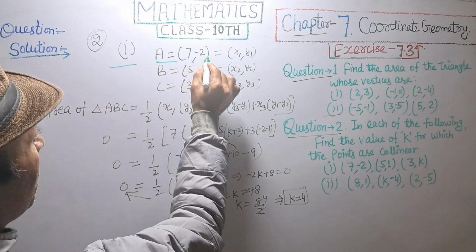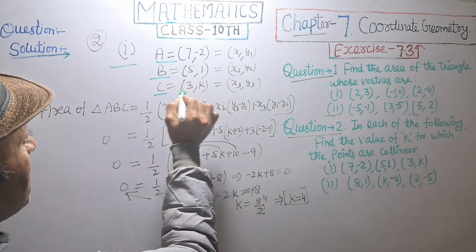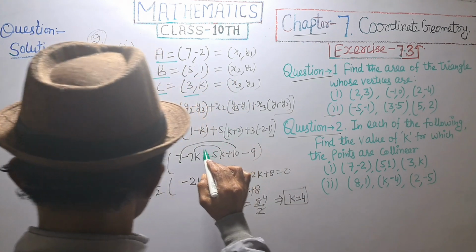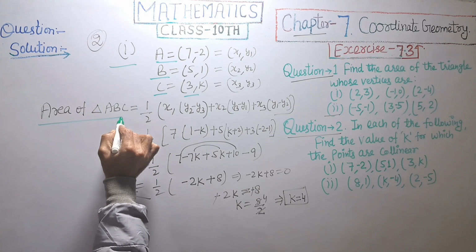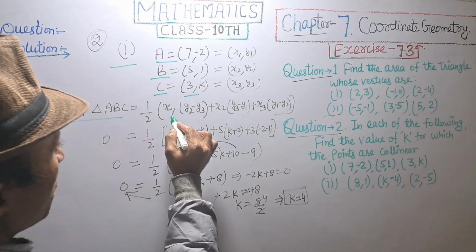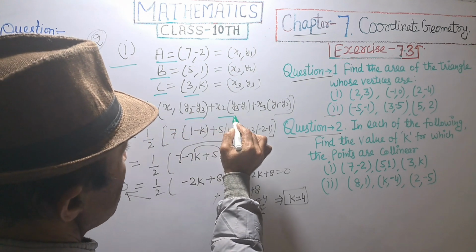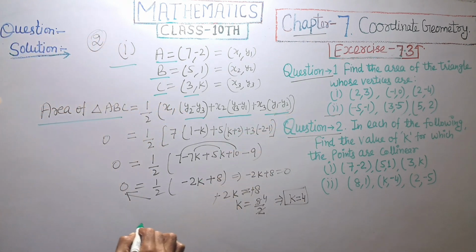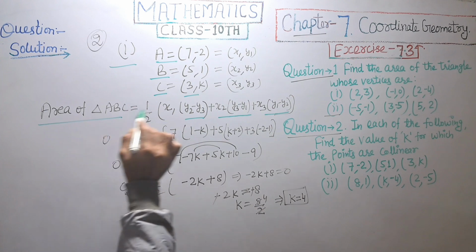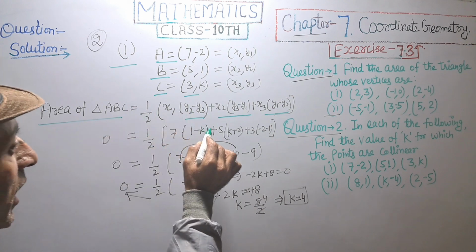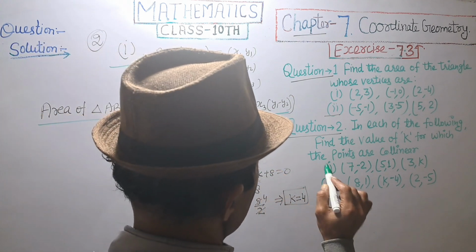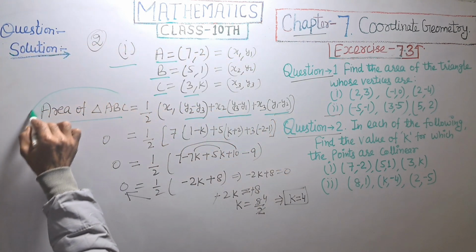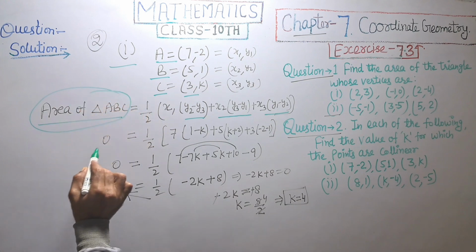Given A is 7 minus 2, B is 5 1 and C is 3 comma k, and we find the value of k. Area of triangle ABC is equal to half into x1 y2 minus y3 plus x2 y3 minus y1 plus x3 y1 minus y2. If the points are collinear, then area of triangle ABC is equal to 0.